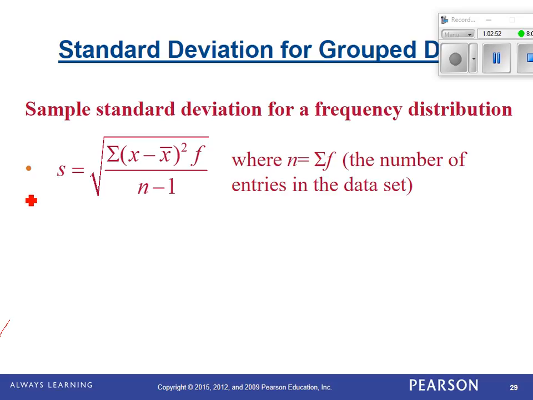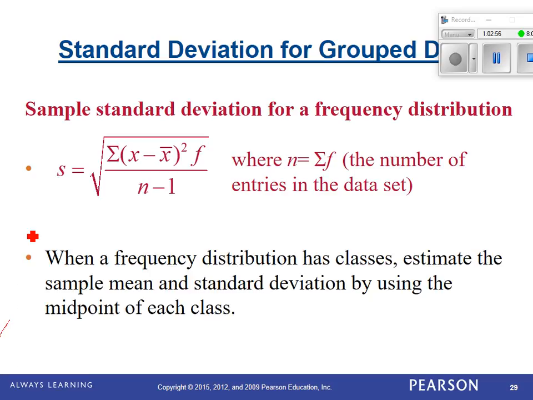If we're doing a frequency distribution, this formula is what we'd have to use. So you do all the same stuff, but you multiply this by the frequency. You might want to write down this formula. This is finding standard deviation for a frequency distribution. It's not really all that difficult, and we won't do a whole lot with it, but we probably will do a couple things with it.